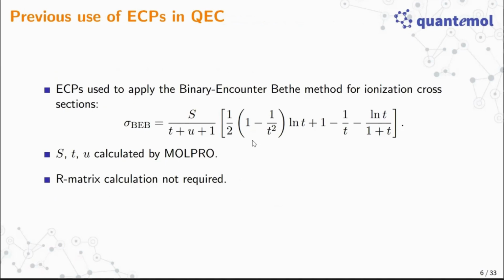This is not the first time that ECPs have been used in the QEC software. It was used previously for the ionization cross-section, and the reason for that is that the method we use for ionization only uses data from MolPro. We apply this formula, the binary encounter beta method, and the quantities S, T, and U here are just energies which you get out of MolPro, which use the ECPs. No R matrix calculation is required, and so this could be implemented with ECPs included.